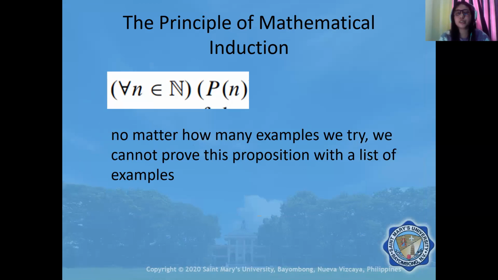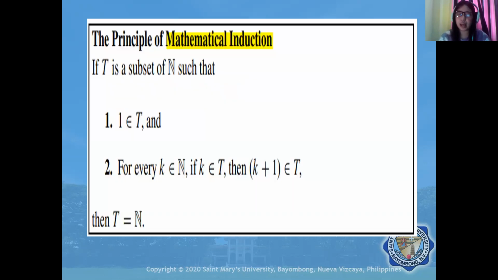We use this for statements of the form: for all n elements of N, P of n. Of course, we can show that it is true by giving examples, but no matter how many examples we give, we cannot prove that it is true by just presenting a list of examples. So how do we do that? To do that, we can prove using mathematical induction.